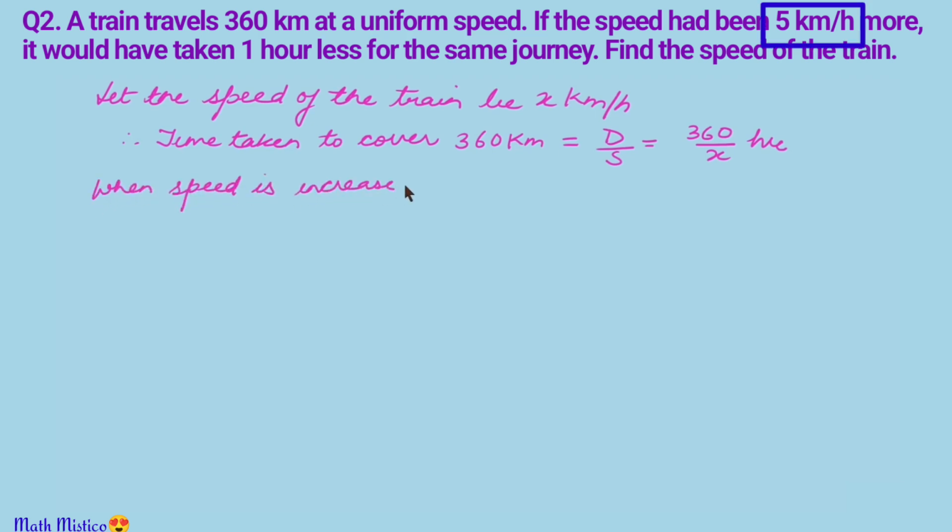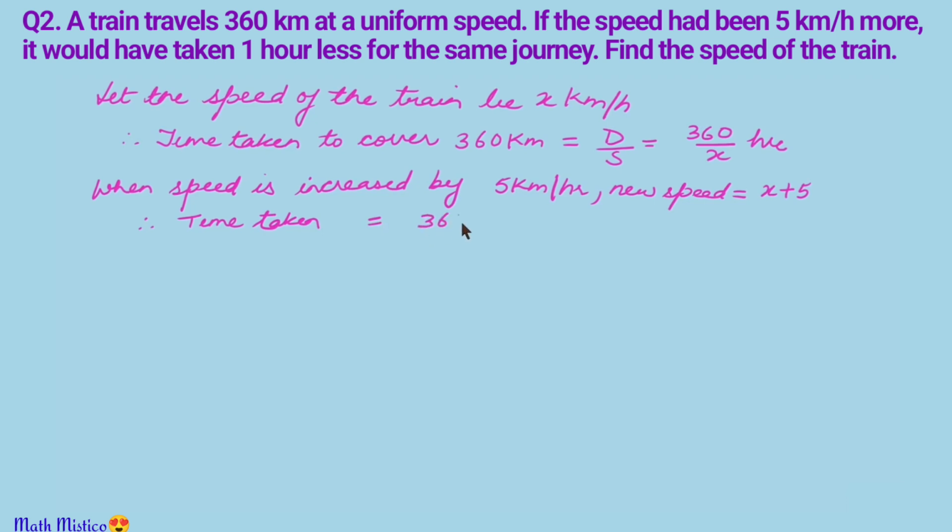When the speed is increased by 5 km per hour, the new speed will be x plus 5. And therefore, the time taken to cover the same distance is 360 upon x plus 5 hours. As the speed is more in the second case, the time taken will be less. So to find the difference of times, we will subtract this from the previous time. Therefore, 360 upon x minus 360 upon x plus 5 is equal to 1.